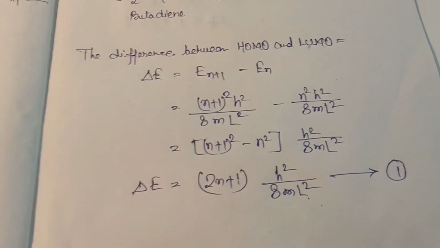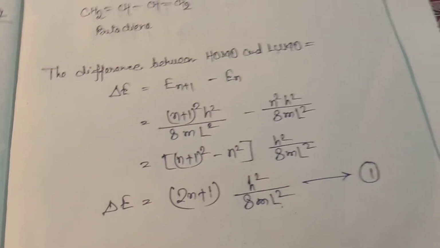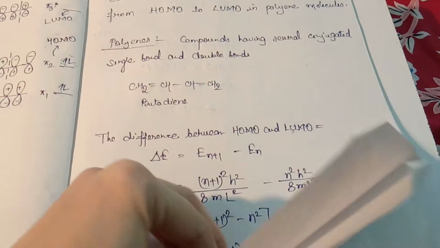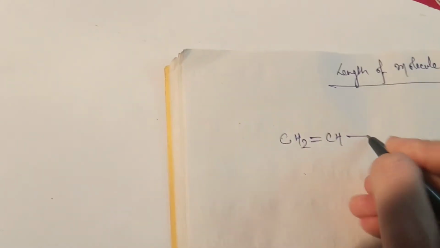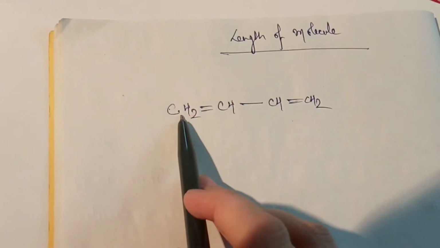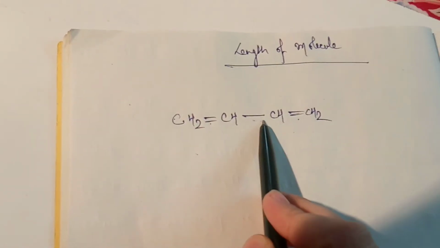The length of the box is actually the length of the molecule. So what is the length of the molecule? The length of the molecule is the end-to-end distance of the butadiene molecule. I'm drawing the structure of the butadiene molecule: CH2 double bond CH, single bond CH, double bond CH2. Here you can see there are 2 double bonds and 1 single bond.